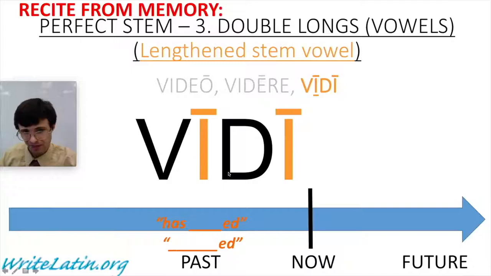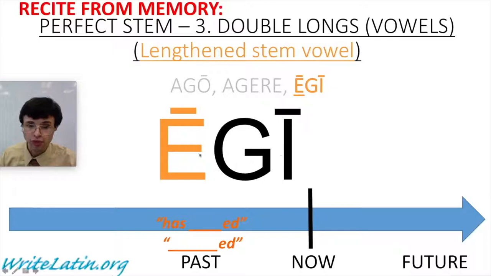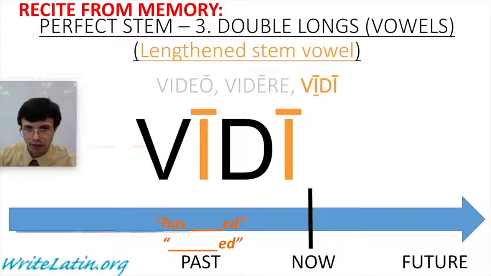Okay. Here's another lengthened stem vowel. Ago, agare, I do, becomes eggy, I did. And you can see the waveform of your voice. Notice that your waveform does go down to nothing, just as in the case of V. It's a G, but if you say it rightly, it does break. And that's what you want, because you want your voice to signify reality. So, eggy is the best way to say it. Weedy. All right, what else?